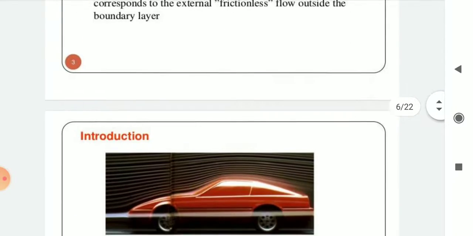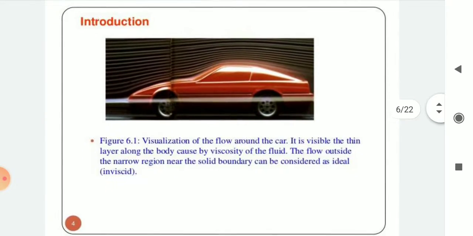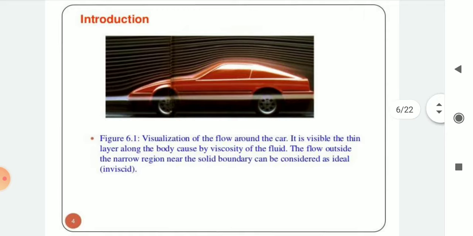Okay, you can see the image, visualization of the flow around the car. The thin layer along the body caused by the viscosity of the fluid is visible. The flow outside the narrow region near the solid boundary can be considered as ideal, that is inviscid. You can see in the image the flow around the car.